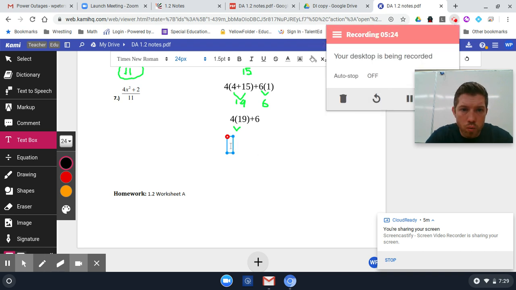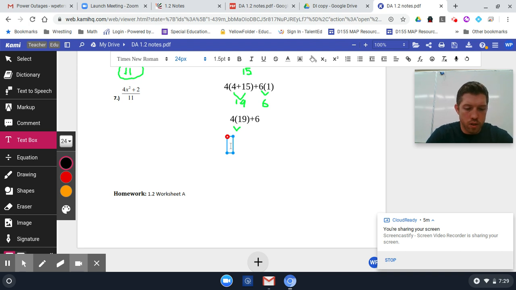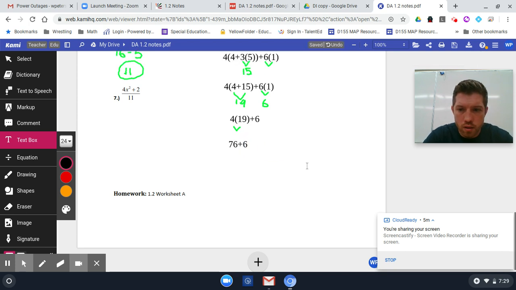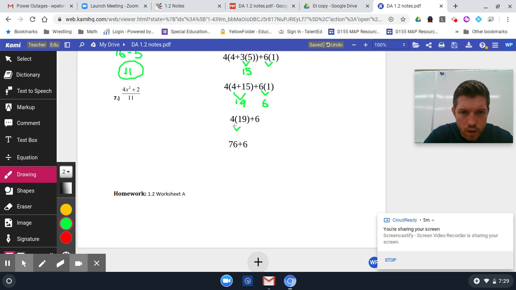All right, so we got 4 times 19, which is 76, and then we're going to go ahead and add 6 to that. The 76 comes from right here. And then the last step is just to add that together. 76 plus 6 is 82, and that is our answer.